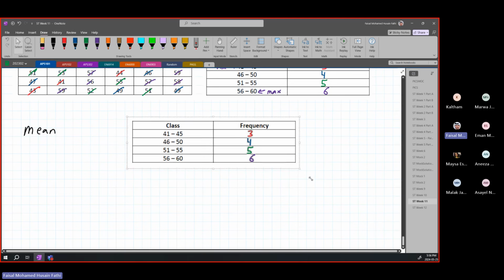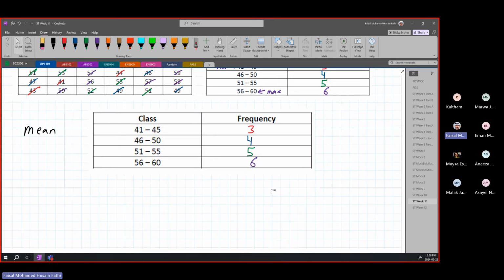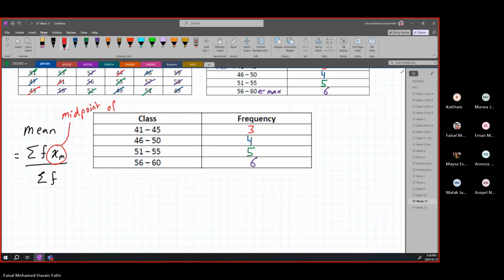I'll make it a bit bigger. This is our table. So to find the mean, I told you it was the exact same equation, right? So it is sigma f x over sigma f. The only difference is now this x, I usually name it xm in this case for group data, because this is the midpoint of the class interval. All right? The midpoint meaning the middle of this value. So what you would do here is you're going to add 2 new columns.